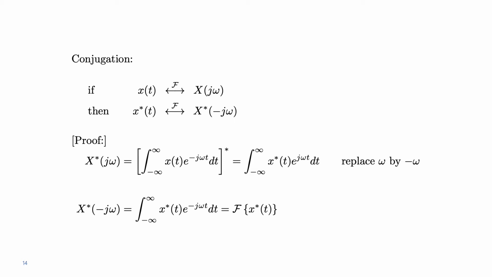And then we can just swap variables, replacing omega by minus omega. And what we obtain is that by rewriting the same thing below, x conjugate of minus j omega is going to be the integral of x conjugate of t e to the minus j omega t dt, which is nothing but, by definition, the Fourier transform of x conjugate of t. So we have just proven the relationship shown at the top of this slide.